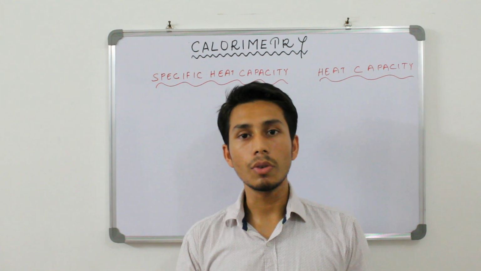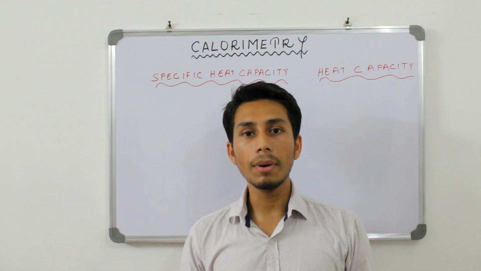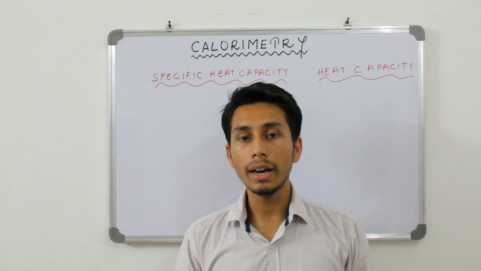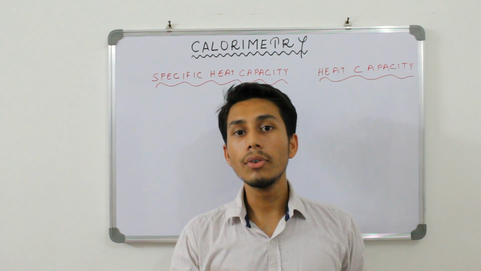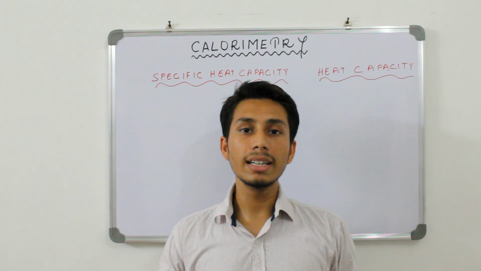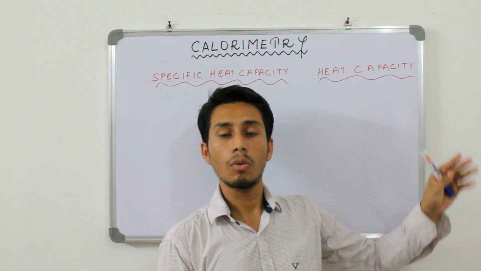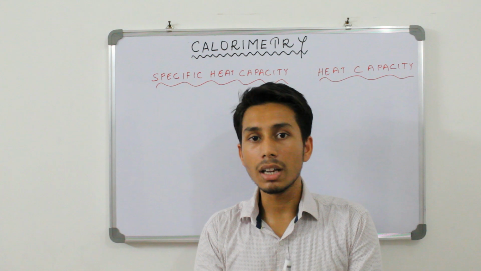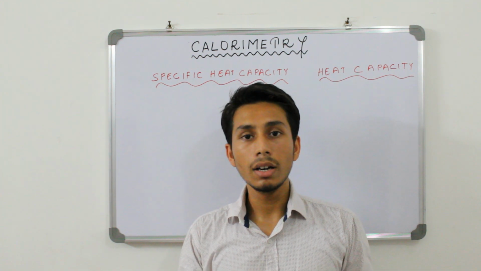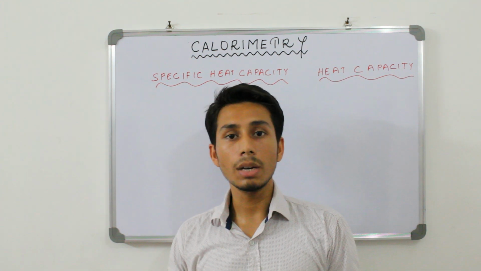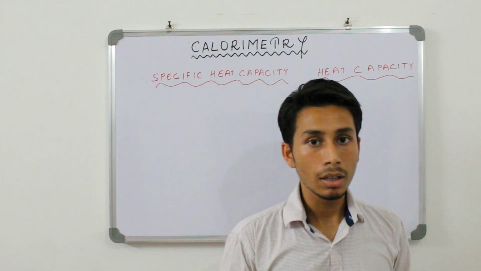Now let us study specific heat capacity in detail. So first of all, the definition. What is specific heat capacity? Specific heat capacity is the amount of heat energy required to raise the temperature of unit mass of a substance by 1 degree centigrade or 1 Kelvin. A similar concept is heat capacity. Heat capacity is the amount of heat energy required for raising the temperature of a substance by 1 degree centigrade or 1 Kelvin.